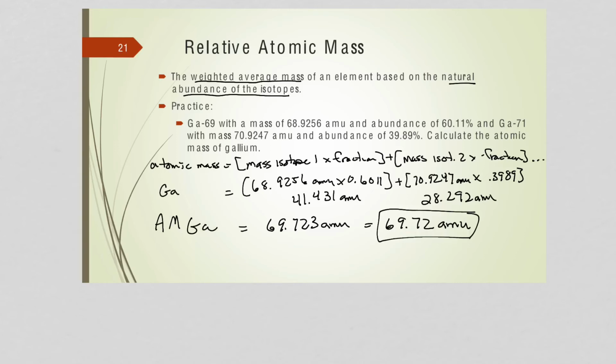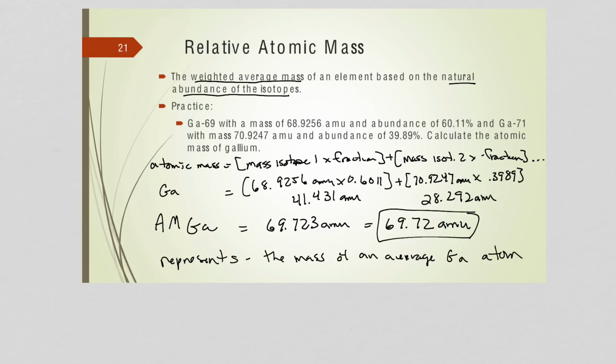of gallium. Now, if you were to look on the periodic table, you should see that the listed mass for gallium is indeed 69.72. And so what this value of 69.72 AMU represents is the mass of an average atom of gallium. So this represents the mass of an average gallium atom.